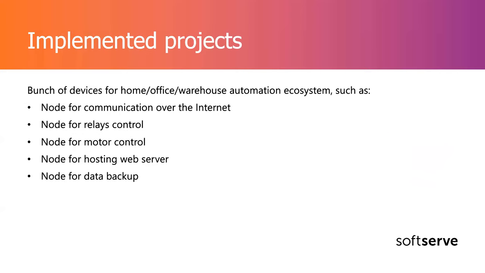Based on such devices, I created a bunch of devices for home office automation. Some of them have a connection to the internet, some of them control relays, and I can power on or power off some devices such as lights, and I can configure them. For example, I can power off my lights at sunrise and power them on at sunset.